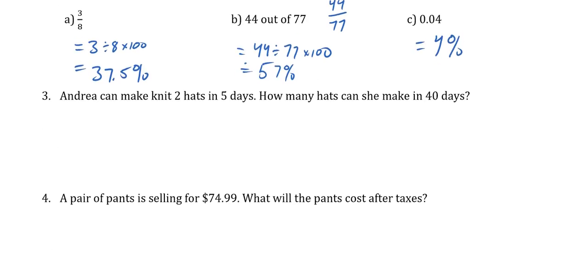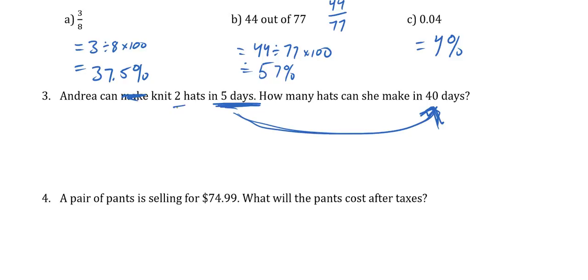Andrea can knit 2 hats in 5 days. How many hats can she make in 40 days? There's different ways that you can do this. Because 5 is easily scalable up to 40, you might be able to just kind of wing this one and figure it out, right? Because she can do 5 days 8 times in 40 days. So 2 hats every 5 days would be 16 hats total.